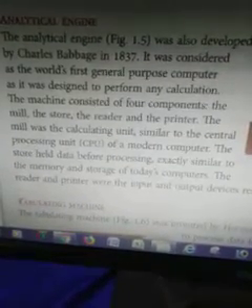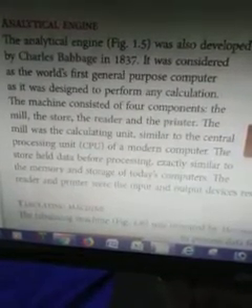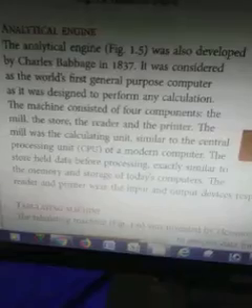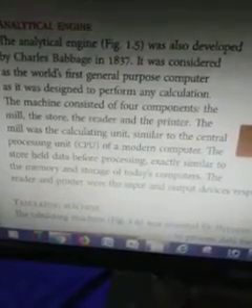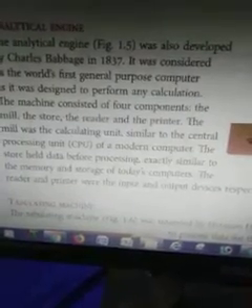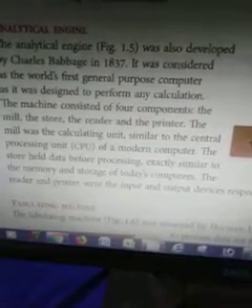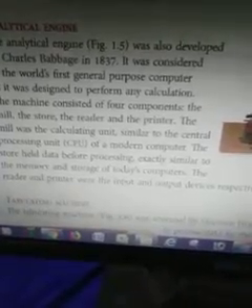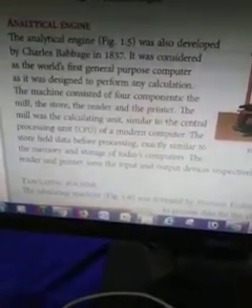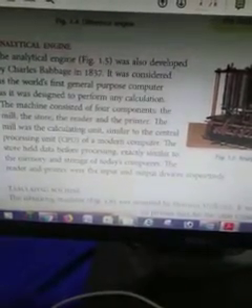The machine consists of four components: the mill, the store, the reader, and the printer. The mill was the calculating unit, same like our processor. The store holds the data before processing, exactly like our RAM, where the data is converted into pages. Then the reader was the input unit and the printer was the output unit of this device.